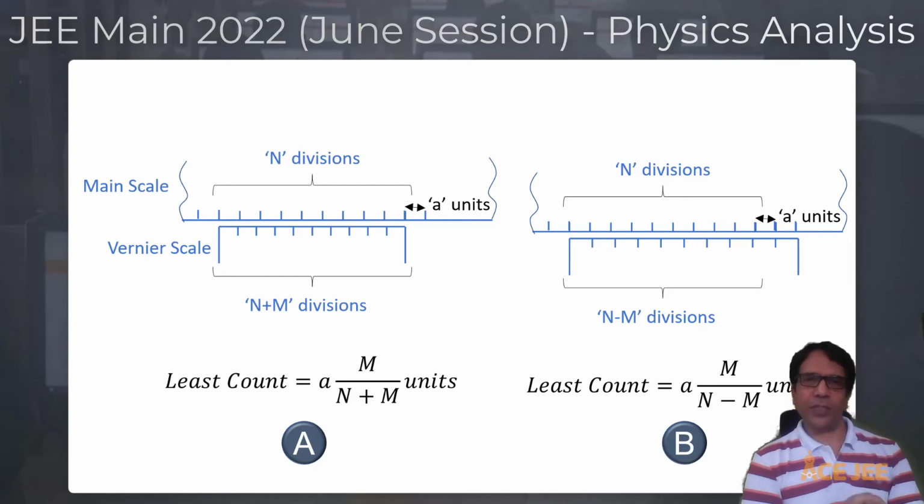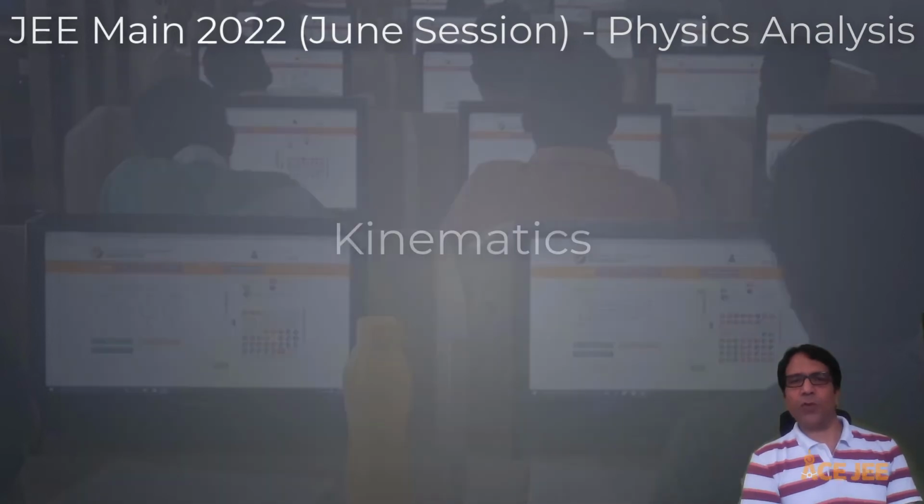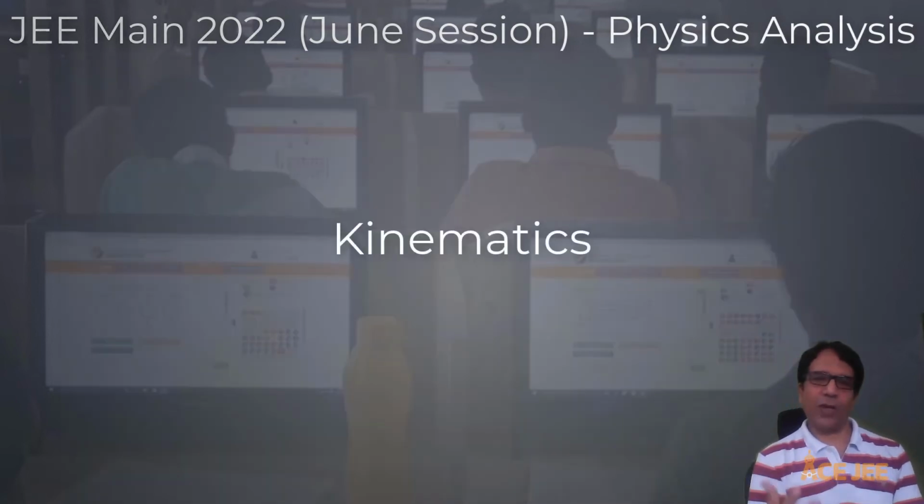This time we saw questions on the basics of vernier caliper, that is finding the least count given the information about the number of main scale divisions that coincide with the number of divisions of the vernier scale. Moving on to kinematics. So I'll talk about 5 different types of questions that you want to focus at.